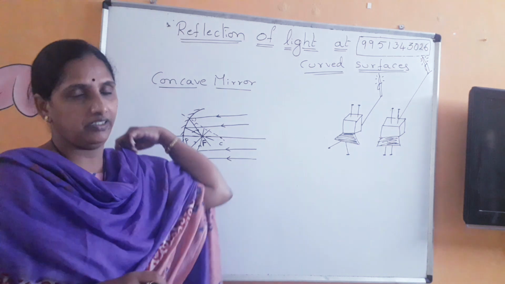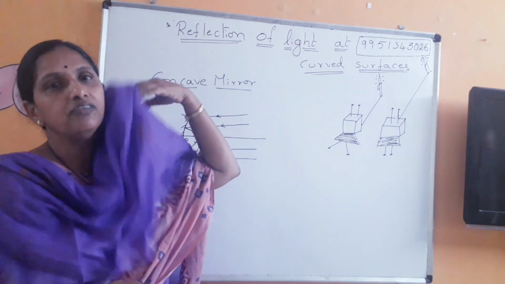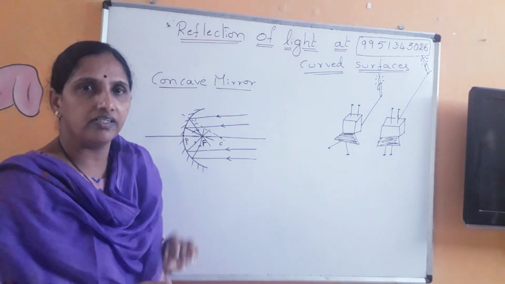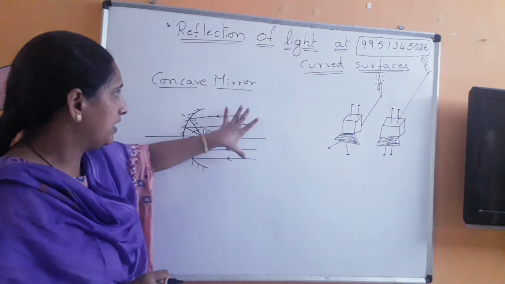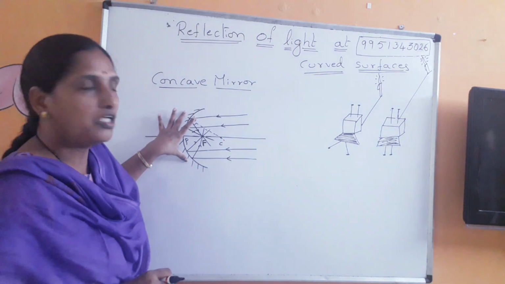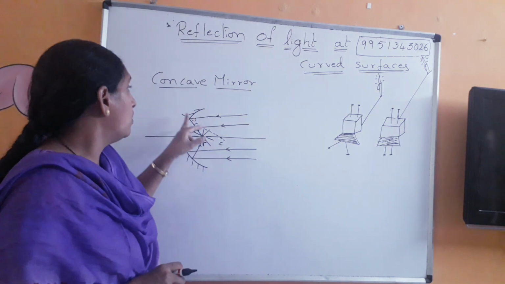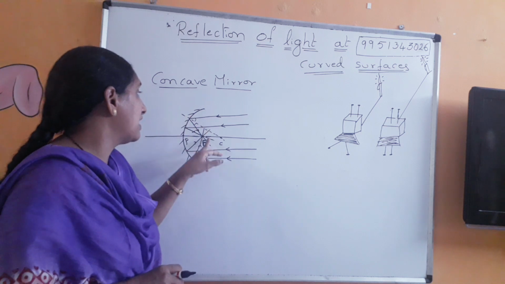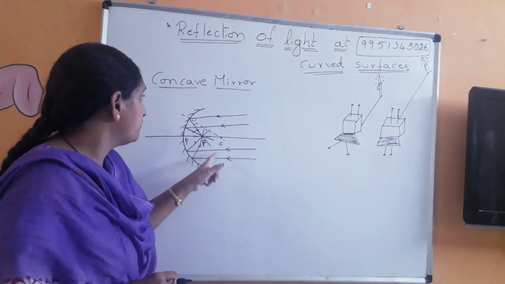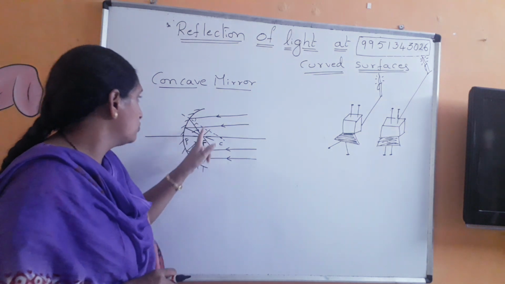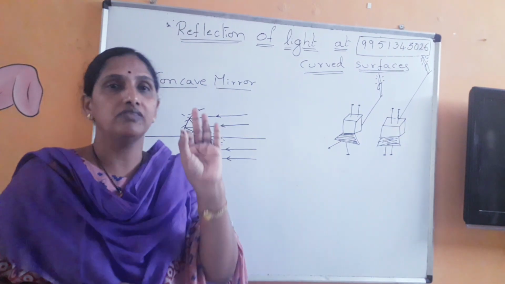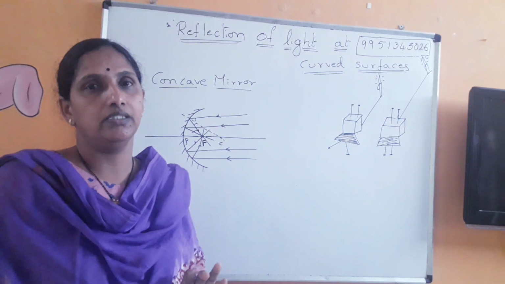So how do we define the focus of a concave mirror? It means when a parallel beam of rays is incident on a concave mirror, the point through which all the reflected rays pass is called the focus of that concave mirror.